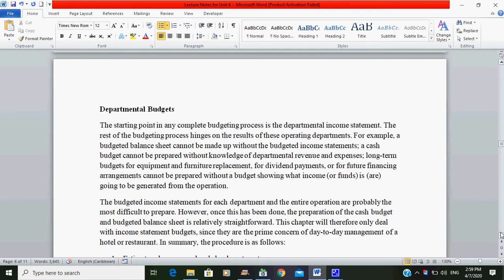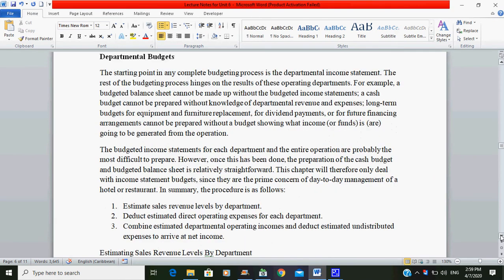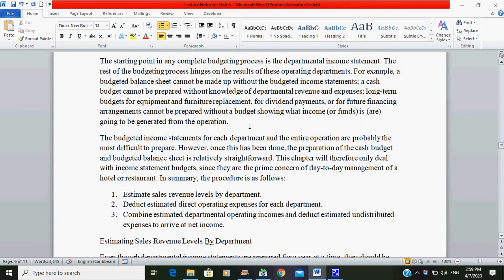The operation. Good? Now, budgeted income statements for each department and the entire operation are probably the most difficult to prepare. However, once this has been done, the preparation of the cash budget and budgeted balance sheet is relatively straightforward. This video will therefore only deal with income statement budgets since they are the prime concern of day-to-day management of a hotel or restaurant. In summary, the procedure is as follows.